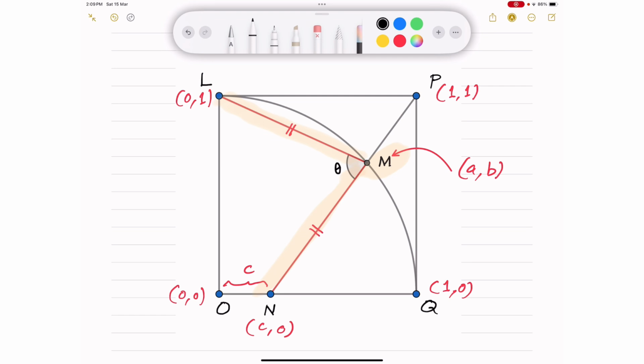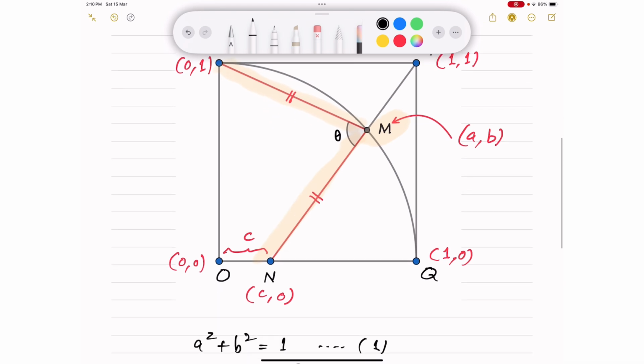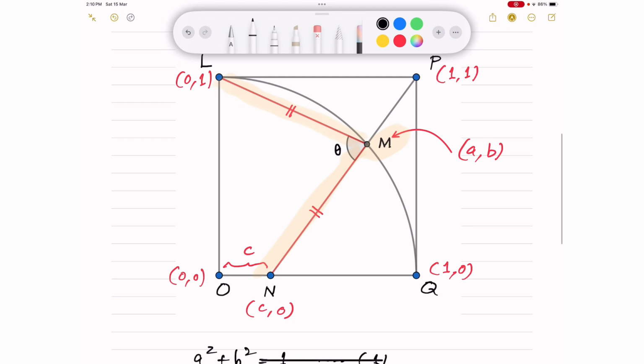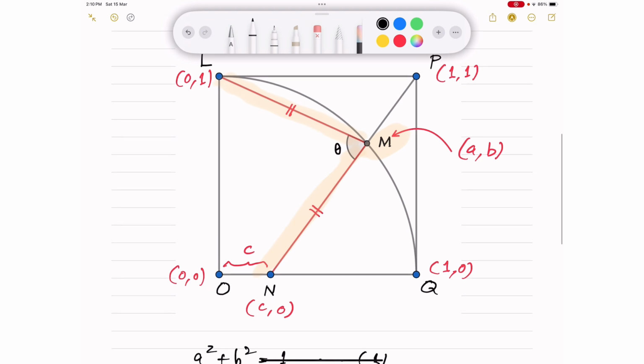So that makes the slope PM the same as MN. So we're going to benefit from that as well, okay? So the slope of PM is nothing but 1 minus B over 1 minus A.